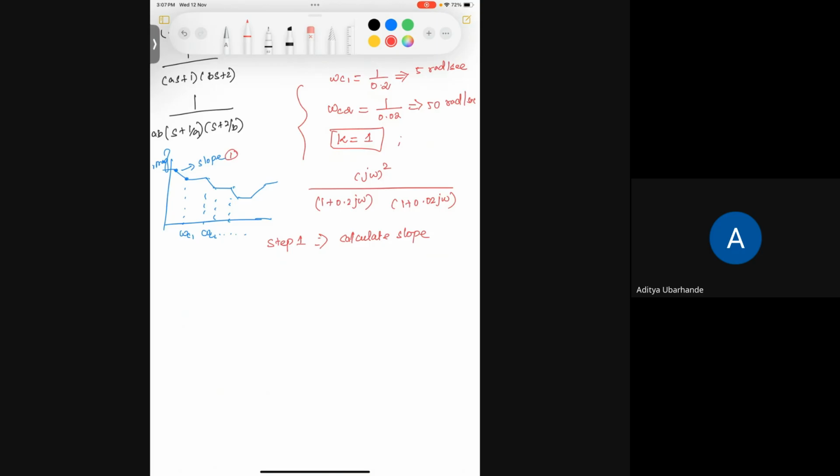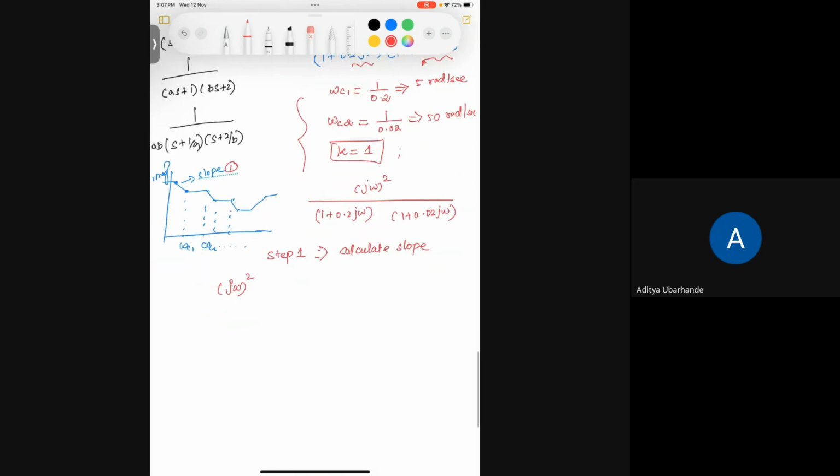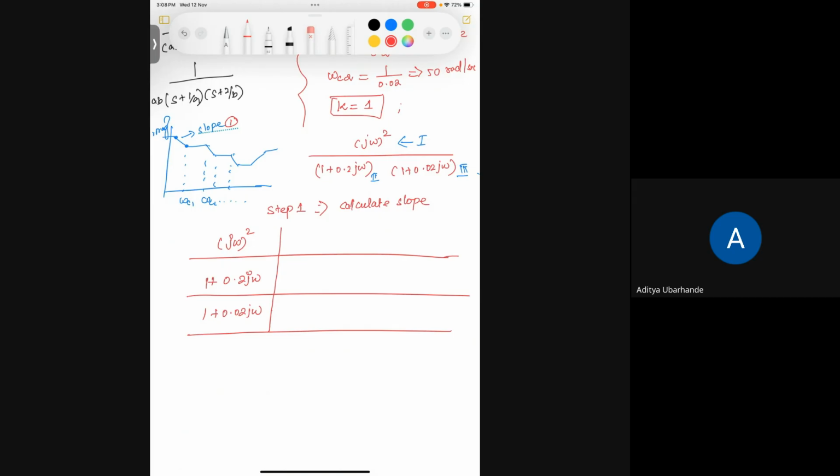So here we are going to do this first: calculating the slope of all the elements. For example, the first element is your numerator, (j omega) squared. Second is your 1 plus 0.2 j omega. Third is your 1 plus 0.02 j omega. There are many ways to plot the Bode. This is one of the methods. You can follow any of them based on the books you are following.